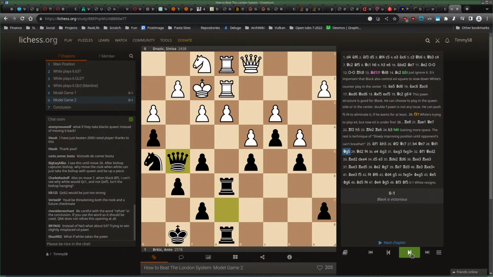Take on g2 maybe. Yeah, okay. If now the pawn takes, you take back with the knight, and then you have pressure on g2. So that's the idea of the queen there. So he does not take. I suppose we take the pawn. No, we don't. Now finally we play that one. Okay. And then he loses the quality or something.